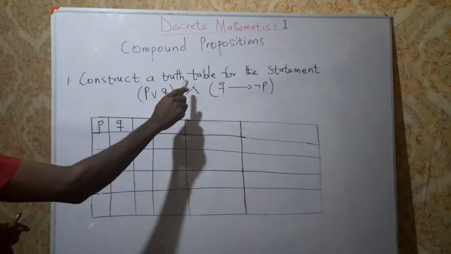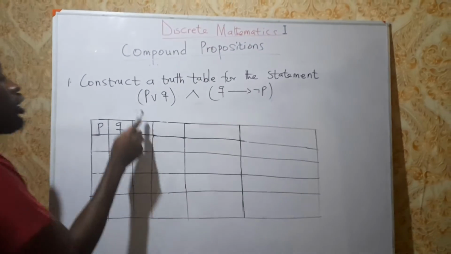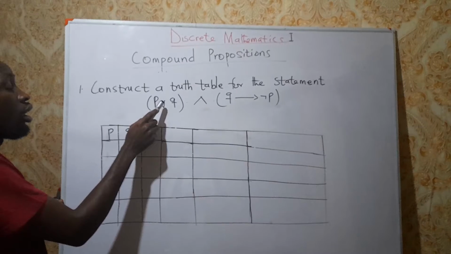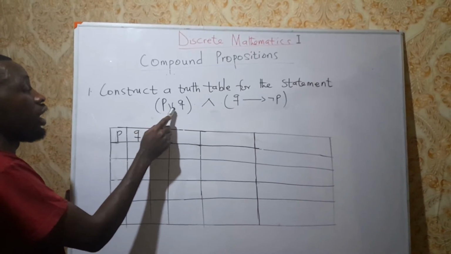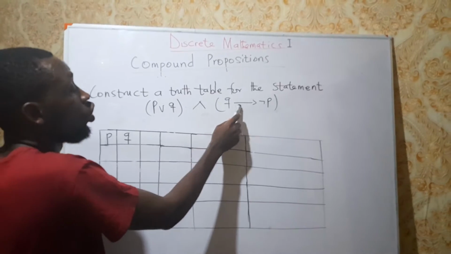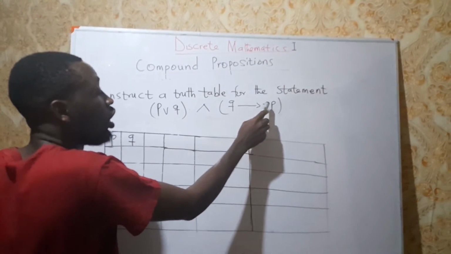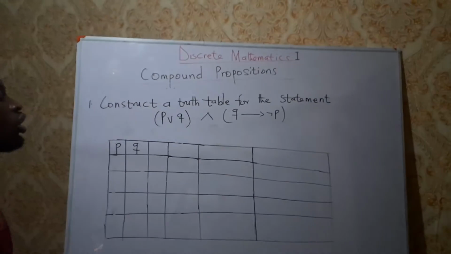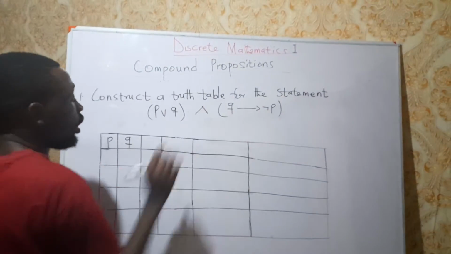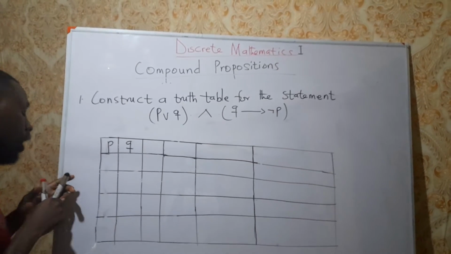It says construct a truth table for the statement: P disjunction Q, then conjunction, Q conditional, and the negation of P. This is a disjunction statement, and this is a conditional. So how do we construct that? Please, first, find out if there is a negation. If there is a negation, you need to negate that.